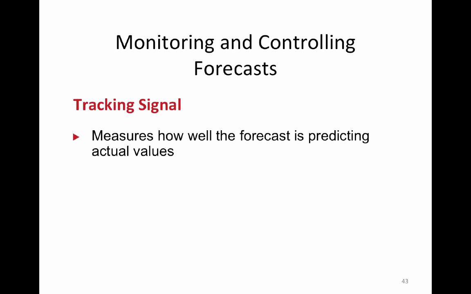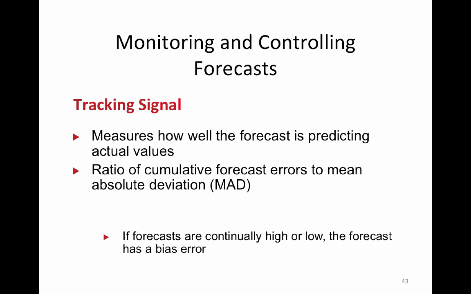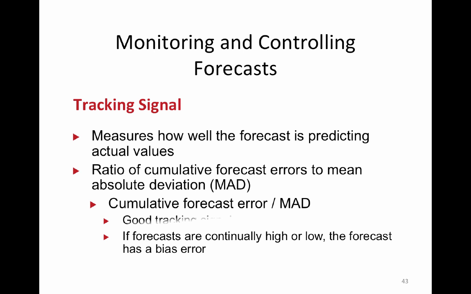Tracking signal is the last thing I'm going to talk about. The tracking signal is a ratio of cumulative forecast errors. The difference between this and the mean absolute deviation is that this does take negatives into consideration. So if I said my forecast was 10 and my actual demand was 20, then I am off by 10. My forecast was wrong by 10.